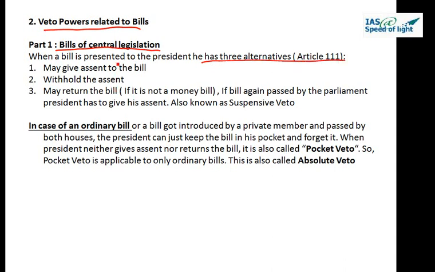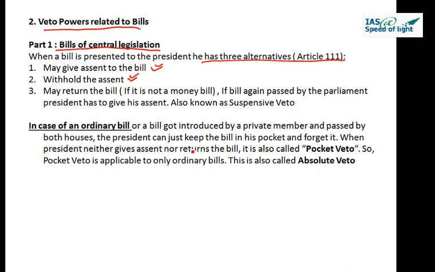The first option which the President has is he may give assent to the bill. So once he gives the assent to the bill, it becomes an act. So this is the easiest option for the President, to give the assent to the bill. Now second is he can withhold his assent. He doesn't give his assent.